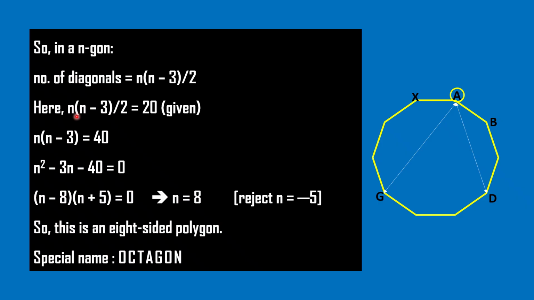Right? We are getting n into n minus 3 whole by 2 equal to 20. So n into n minus 3 is 40. That is n square minus 3n minus 40 equal to 0. Factorize using breaking the middle term, you get n minus 8 and n plus 5. So n equal to minus 5 is rejected, we get n equal to 8. So the number of sides is 8, and the 8-sided polygon has the special name octagon.